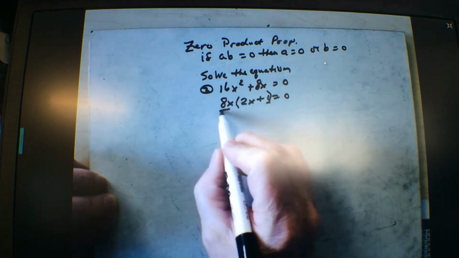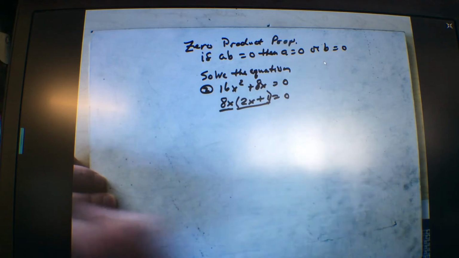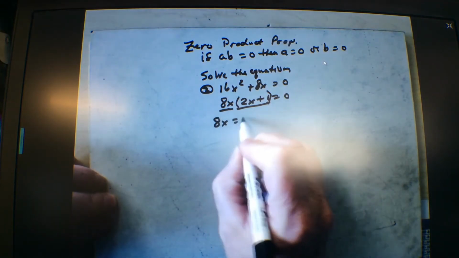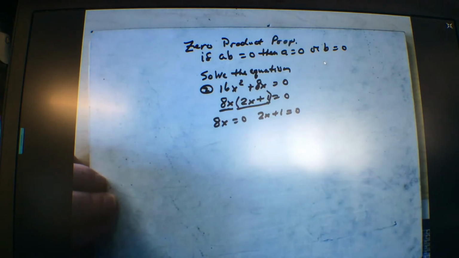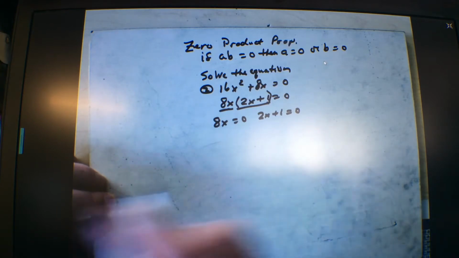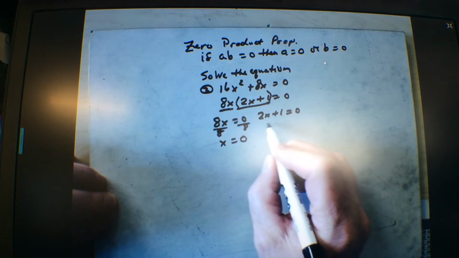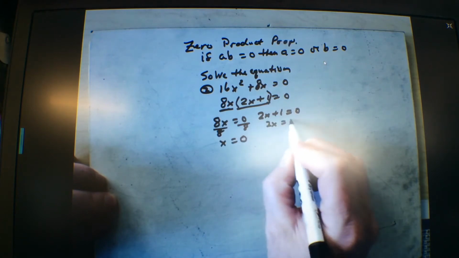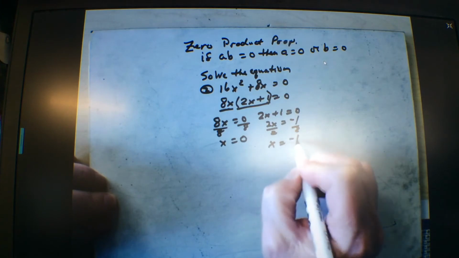So basically, this is A and this is B. I have one number times another number equals 0. Do you understand that? So either 8x has to equal 0 or 2x plus 1 has to equal 0. So if I divide by 8 here, I get x equals 0. And if I move the 1 over, it becomes negative. And if I divide by 2, guess what? x equals a negative 1/2. Correct?